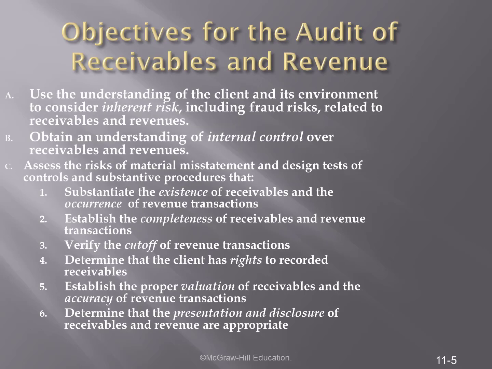Let's talk about the management assertions associated with accounts receivable. We need to determine that the accounts receivable occurred related to specific revenue transactions. We need to establish the completeness of accounts receivable and tie this with the revenue transactions. We need to verify the cutoff of revenue transactions and ascertain that these accounts receivable are reported in the correct period. We need to determine that the client has the rights to the recorded receivables. It's possible that these receivables were sold, or what we call factored. In many cases, an organization will sell accounts receivable so they can gain access to the cash from accounts receivable.